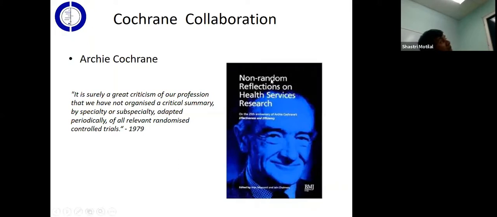And just for now, just look at their logo. Their logo is this circle with a vertical line and these horizontal lines across. You see what that means just now, right? So you'll have an idea what this means. But it was this guy's thinking that he said, and this was what, 30, 40 years ago, it's a great criticism of medicine that we have not organized a critical summary by specialty or subspecialty of all relevant randomized controlled trials.